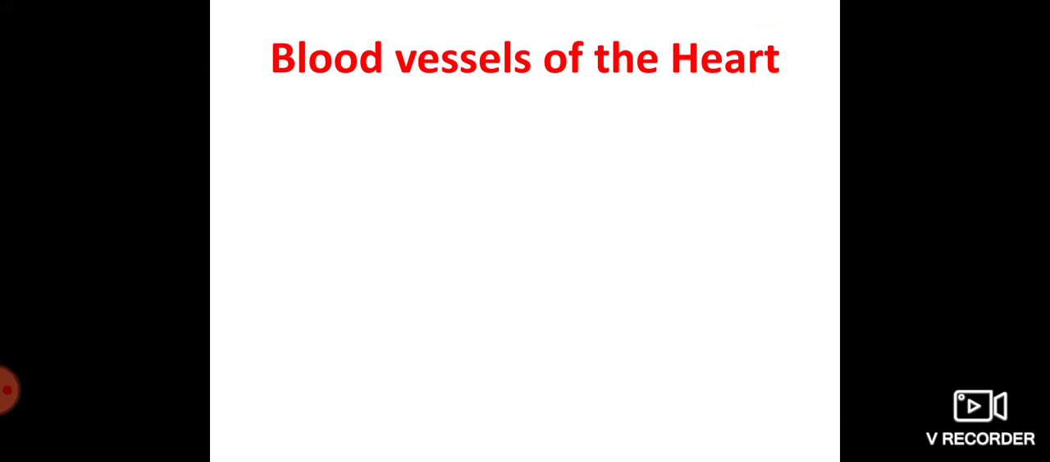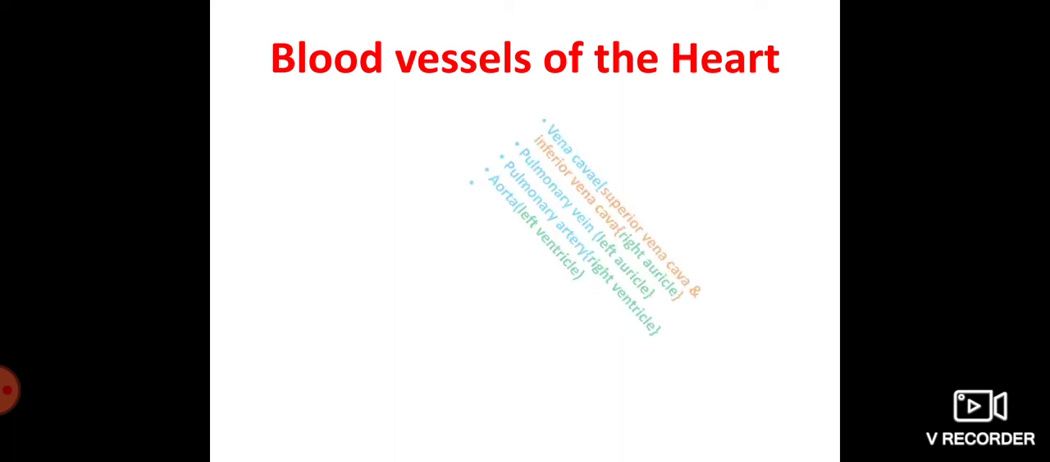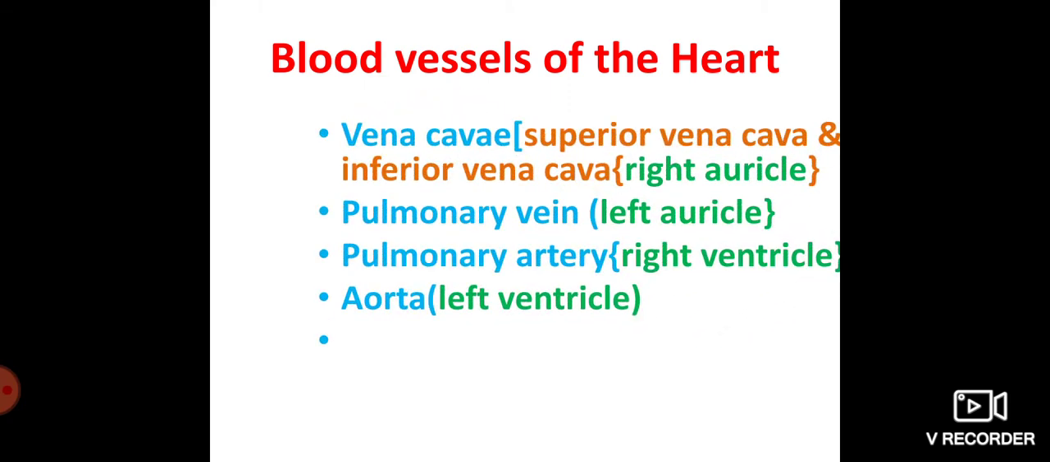In the last class, we discussed the blood vessels of the heart. Hope that you have studied. Which are the blood vessels of the heart? The heart contains the vena cava, pulmonary artery, and pulmonary vein.